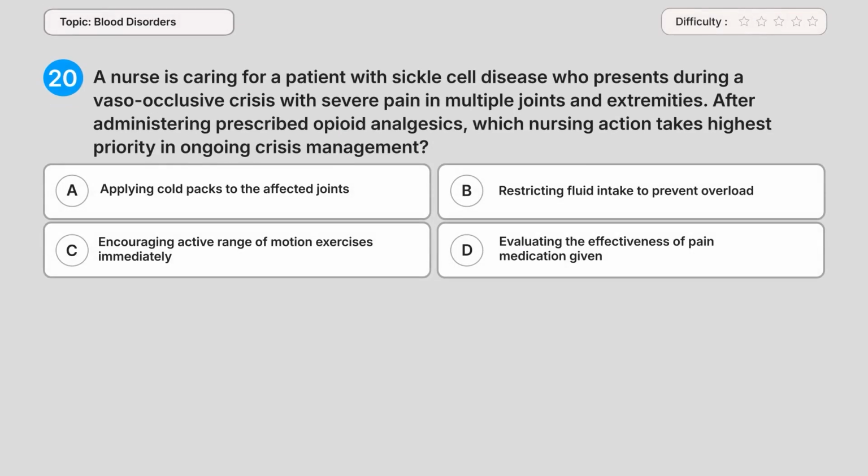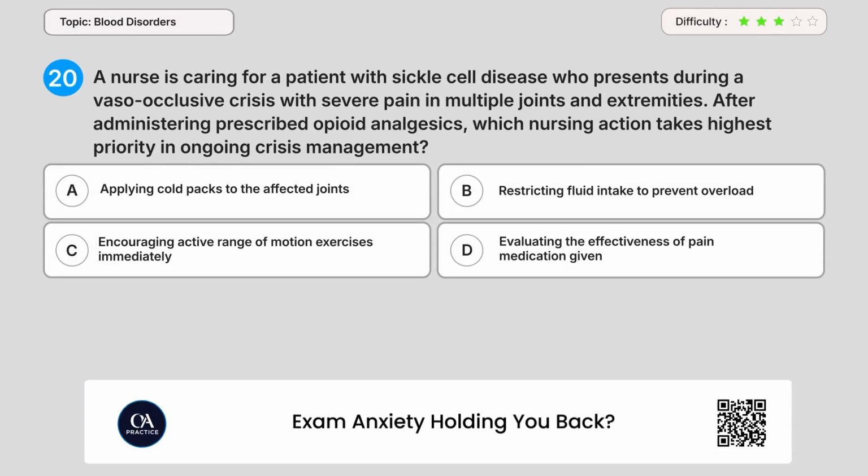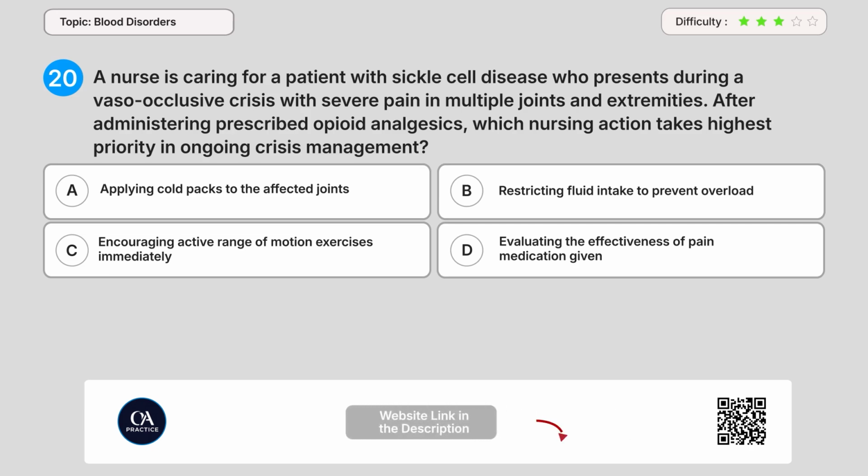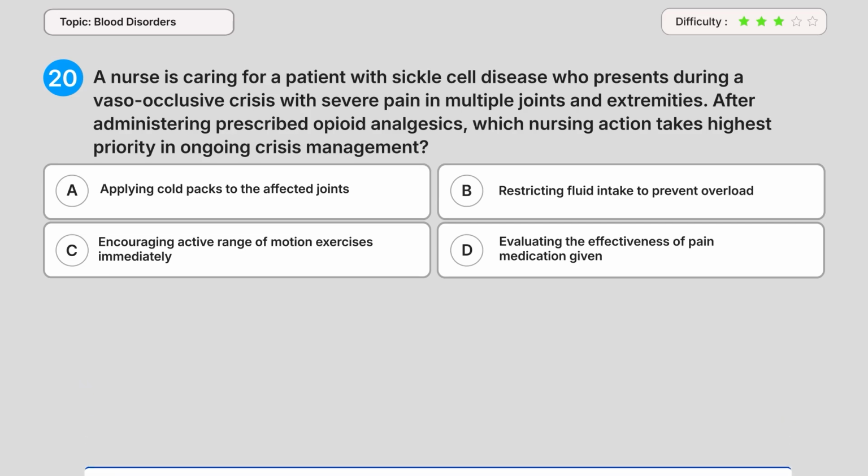20. A nurse is caring for a patient with sickle cell disease who presents during a vaso-occlusive crisis with severe pain in multiple joints and extremities. After administering prescribed opioid analgesics, which nursing action takes highest priority in ongoing crisis management?